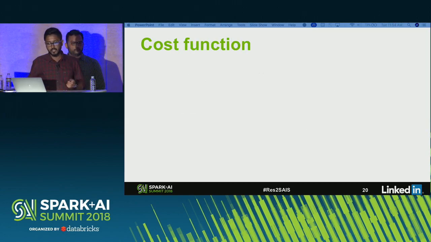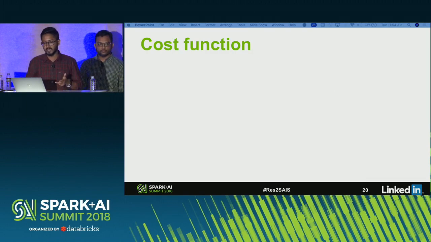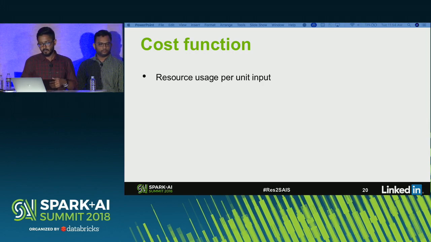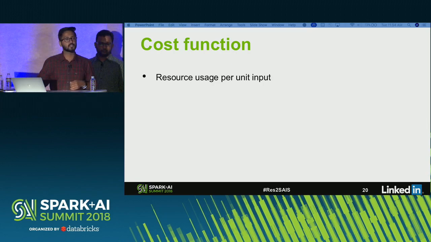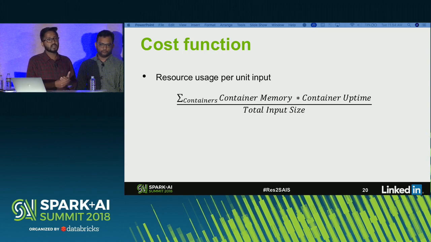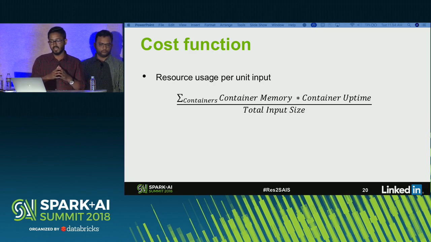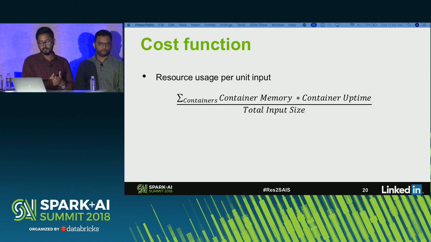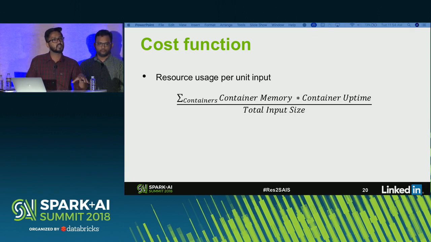Okay, so having talked about the algorithm and its hyperparameters, I'll come to the cost function of the optimization problem. So we use resource usage per unit input as the cost function. It is computed using this formula, that is summing up the product of container memory and container uptime across all the containers and dividing it by the input size. So this is essentially an estimate of how much memory is being used for how long.